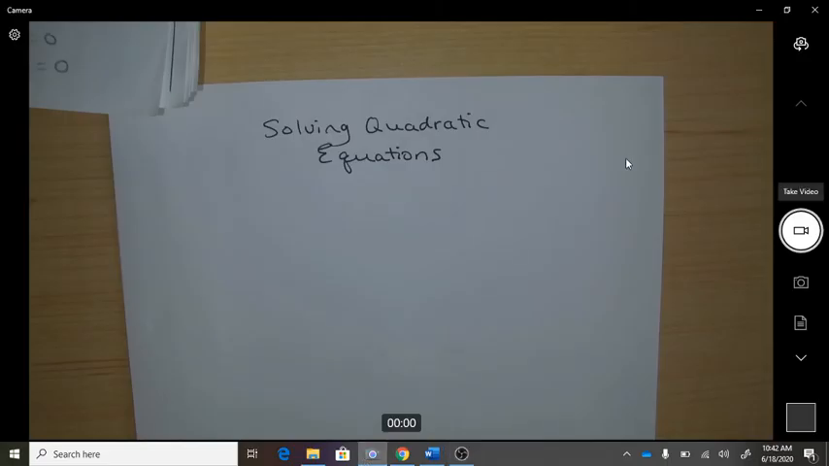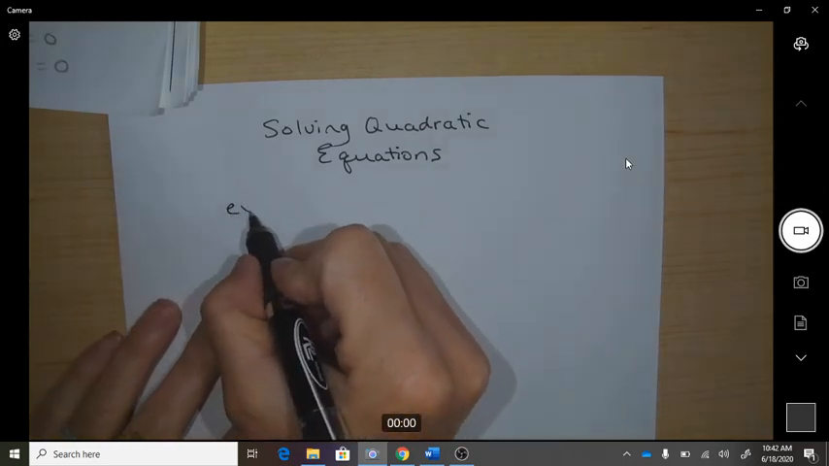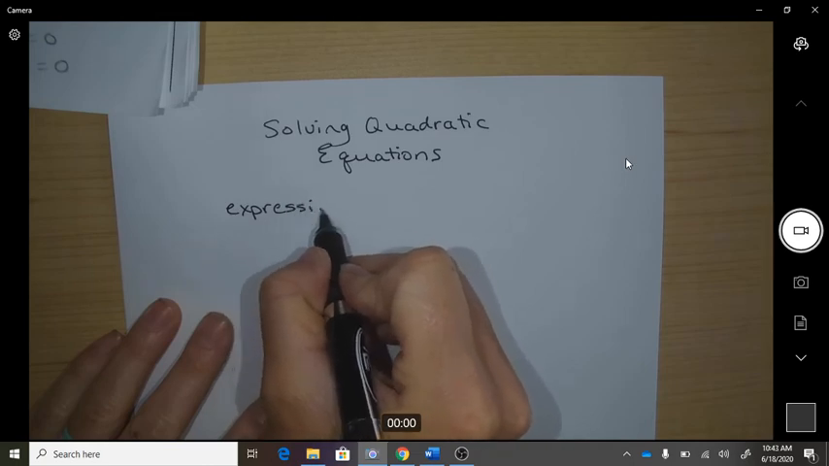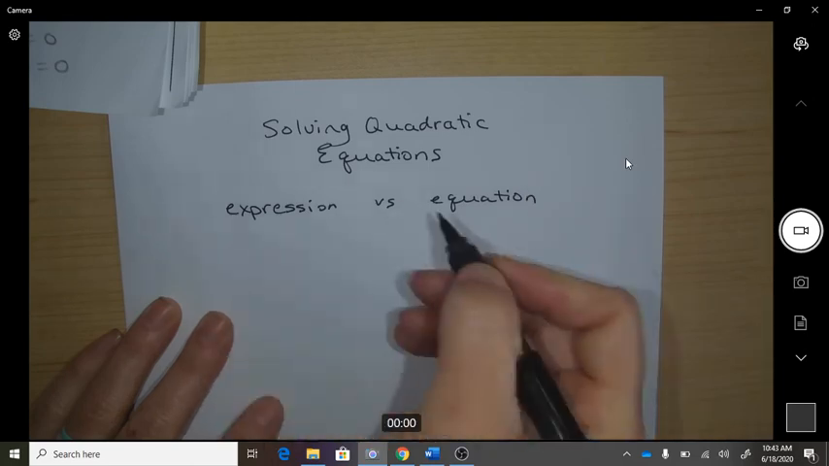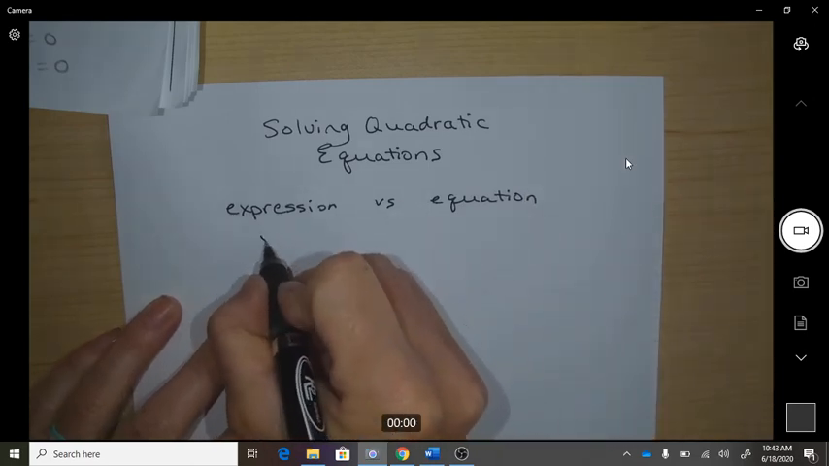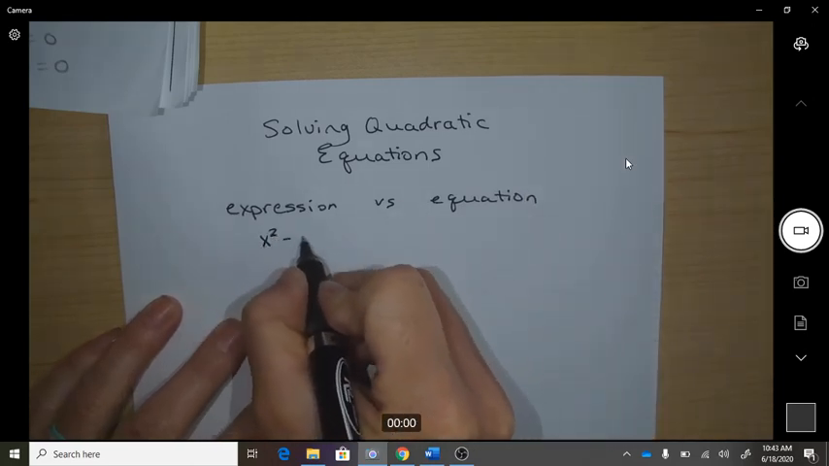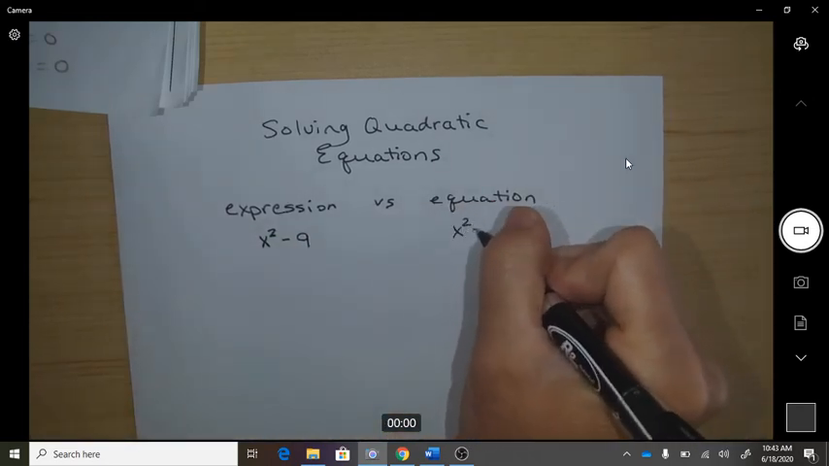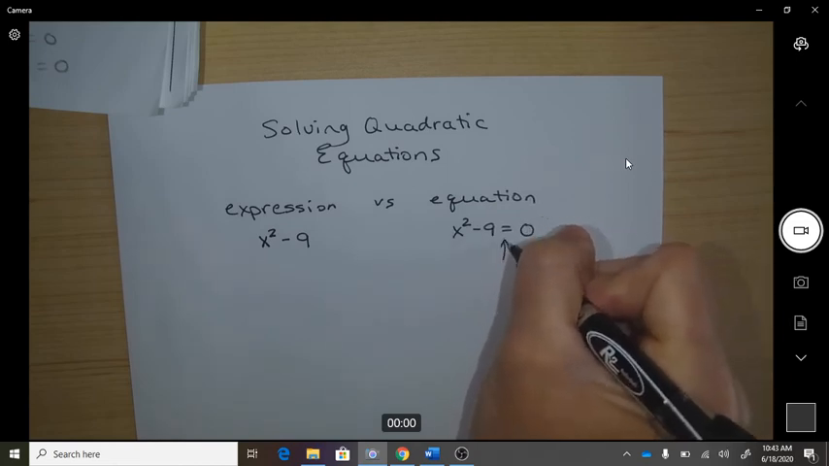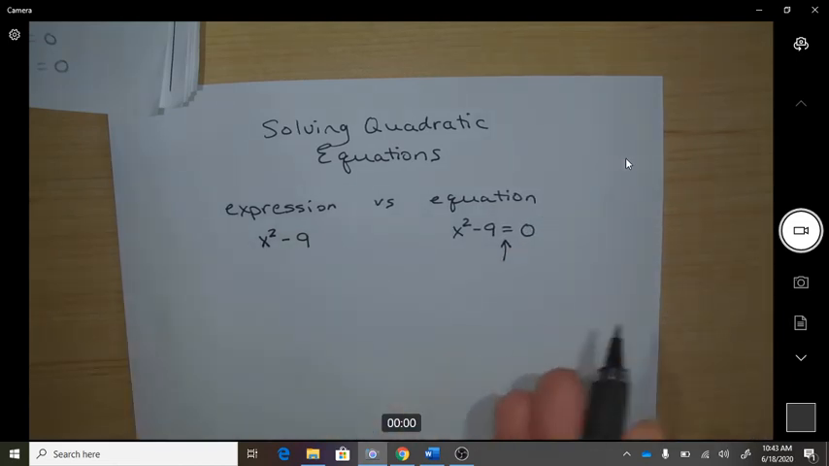Today's lesson is solving quadratic equations. Okay, so first thing is that we should talk about what the difference between an expression and an equation is. So an expression could be something like x squared minus 9, okay, versus an equation has an equal sign in it and two sides. Okay, so that's the difference between an expression and an equation. An equation has an equal sign.